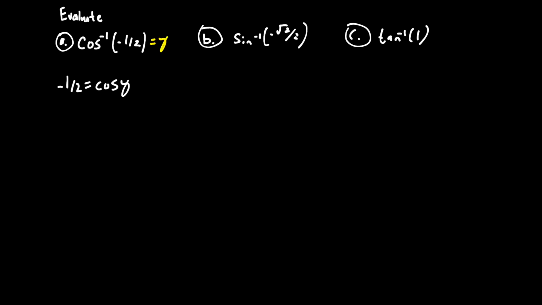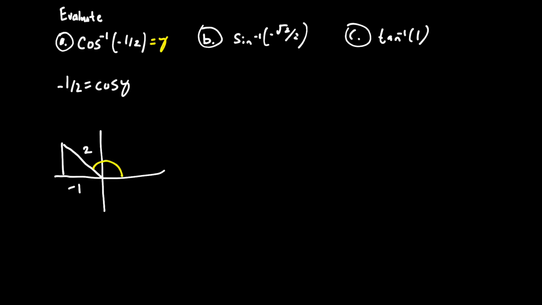So really the question that we're trying to answer is, what angle y, when we input it into cosine, gives us -1/2? Well, we can form a right triangle. And by definition of cosine, the sides of our triangle are going to be given by adjacent divided by the hypotenuse. And we know furthermore that the range of cosine inverse is between 0 and pi. Since cosine is negative in the second quadrant, we're going to have a right triangle in the second quadrant, whose adjacent side is length -1 and whose hypotenuse is length 2.